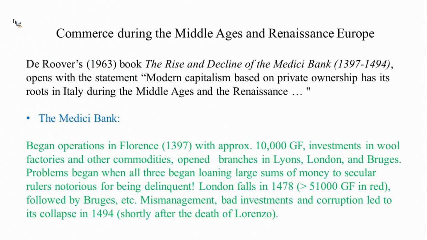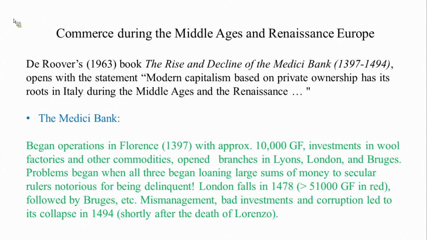The Rivers book, The Rise and Decline of the Medici Bank, opens up with a statement. Look at this. This is the first line of this book. Modern capitalism based on private ownership, which is exactly the way we think about it, has its roots in Italy during the Middle Ages and the Renaissance. This is the bank that basically started it all, right? The Medici Bank, which created all these famous artists.